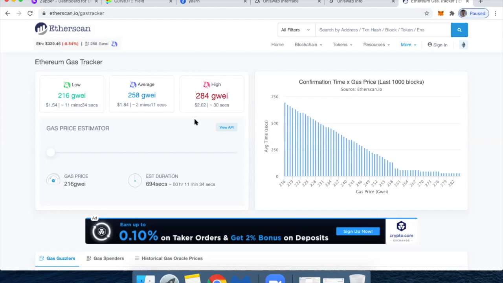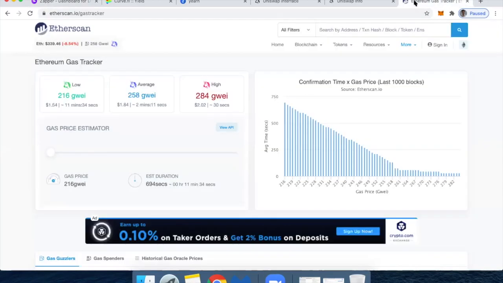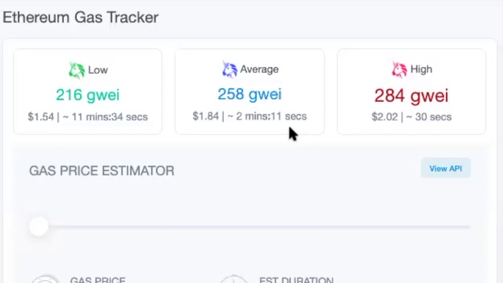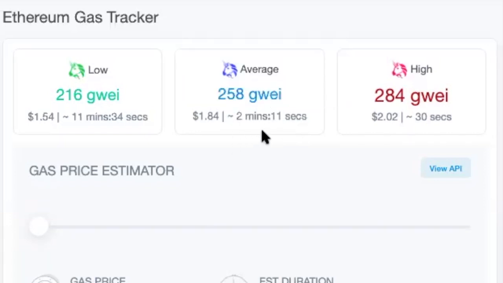So if I'm waiting on transaction one to go through here, why would I put through transaction two when there's a chance that it could get stuck, or maybe my gas price wasn't high enough? I want to reflect the gas prices that are the most updated. So I'm going to go ahead and refresh this because I'm about to do this final transaction, and I can see that to put it through in 2 minutes, it's still about 258 Gwei.